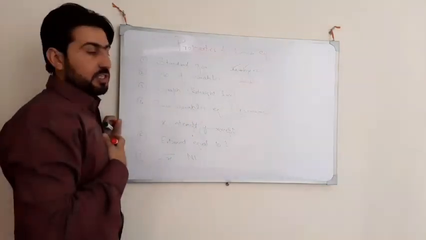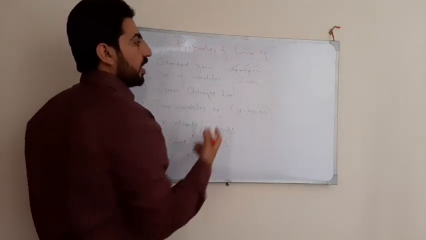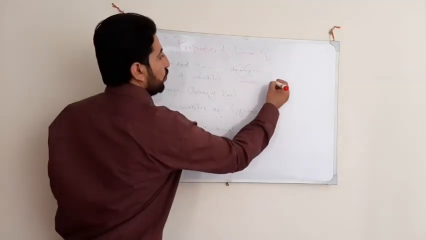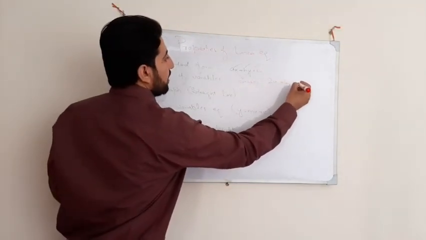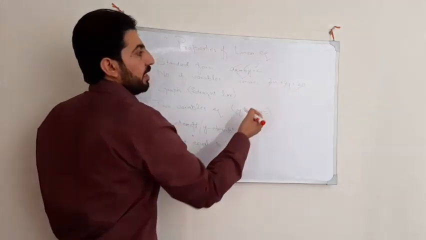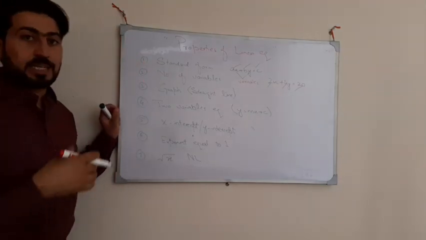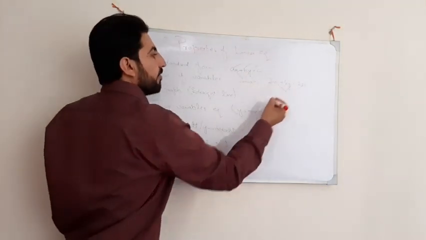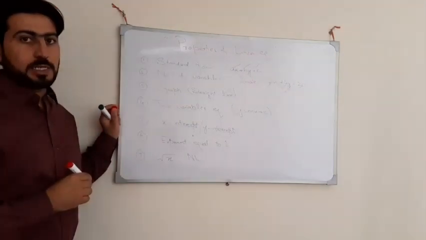Constants cannot be changed. Such as, if I just write down an example of this, then 2x plus 4y is equal to 20. Now 2, 4, 20 are real numbers or constants, while x and y are variables.